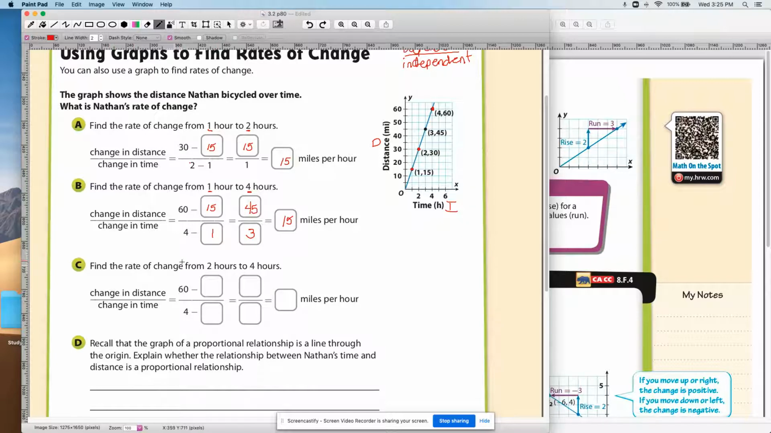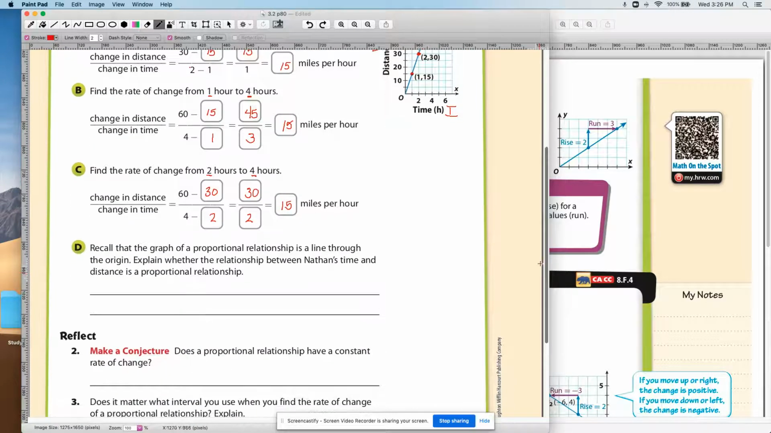Now let's look at the rate of change between 2 hours and 4 hours. So the 4 hours they already put in there, 60 over 4. So let's look at the 2 hour mark, it is this one. This 2 and 30. So 30 goes on top and 2 goes in the denominator. 60 minus 30 is 30. 4 minus 2 is 2. 30 divided by 2 is 15. He's riding at a pretty constant rate, isn't he?